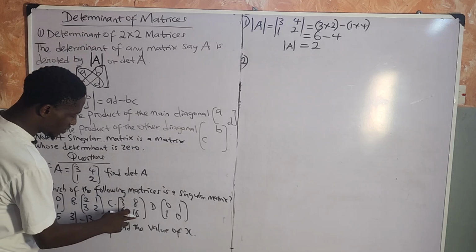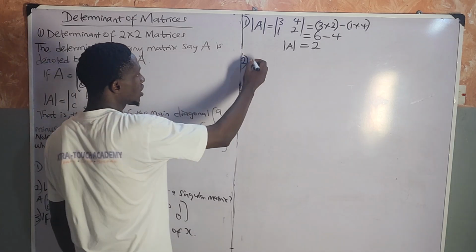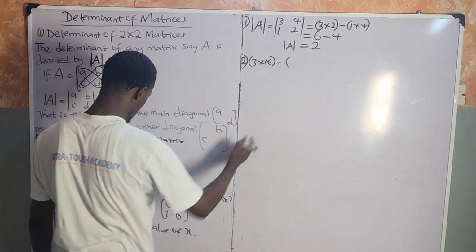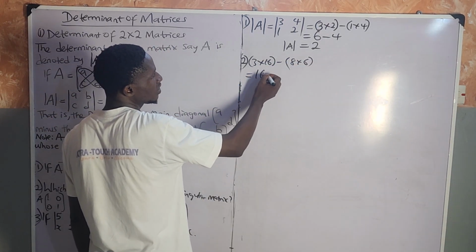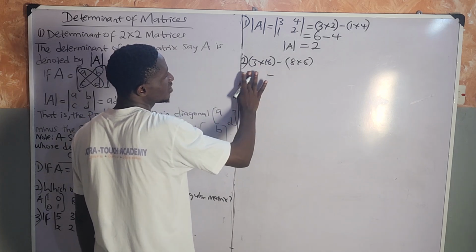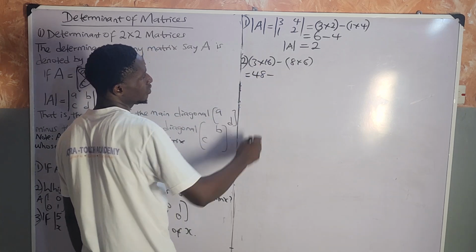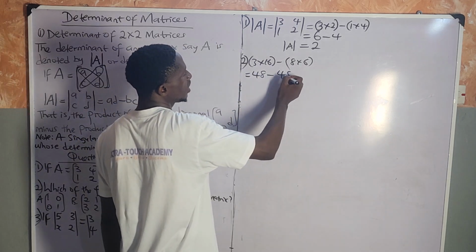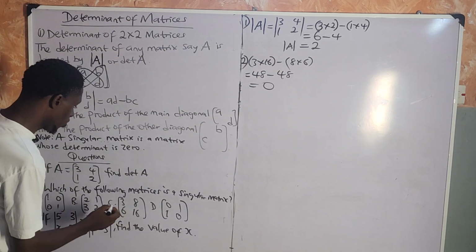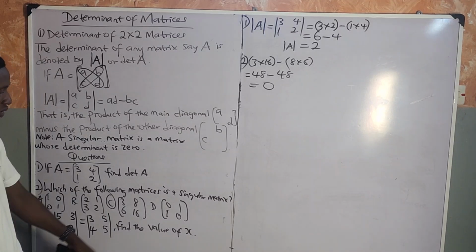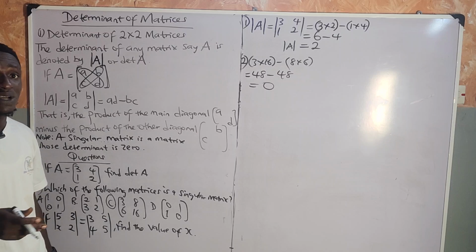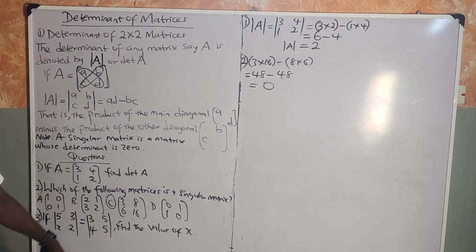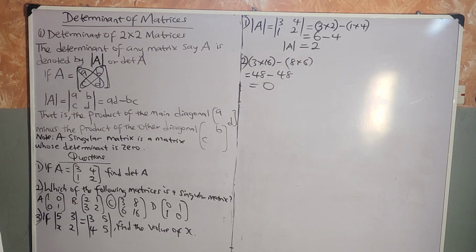Next, 3 times 16 minus 8 times 6. 3 times 16 is 48. My bad, 8 times 6 is 48. 48 minus 48 is 0. So this should be the answer, option C. Let's try this one: 0 times 0 is 0, minus 1 times 1 is 1. 0 minus 1 is minus 1. It's only this one that gave us 0 as the final answer, as the determinant.